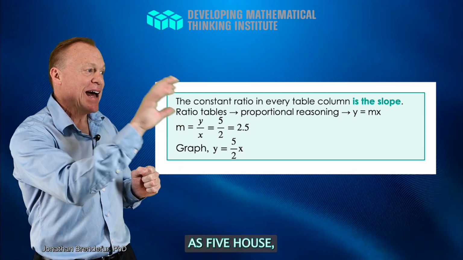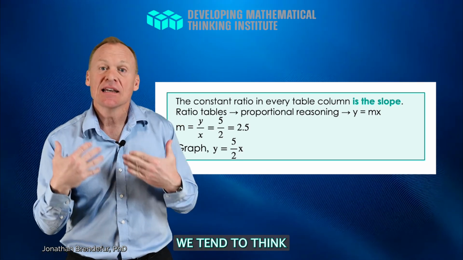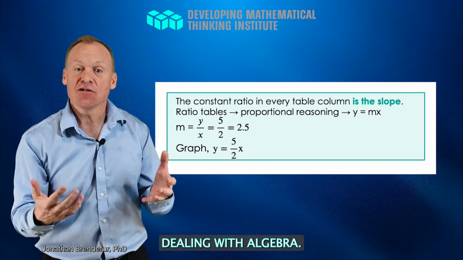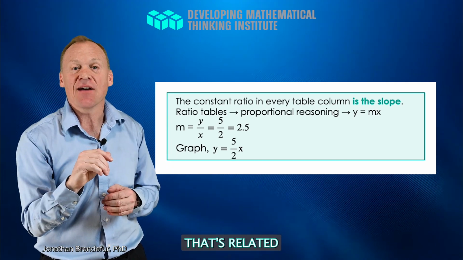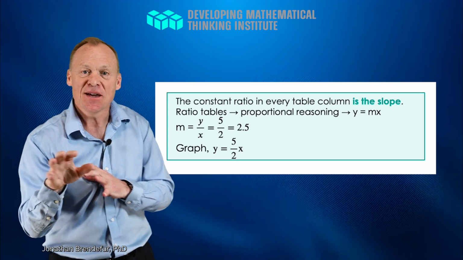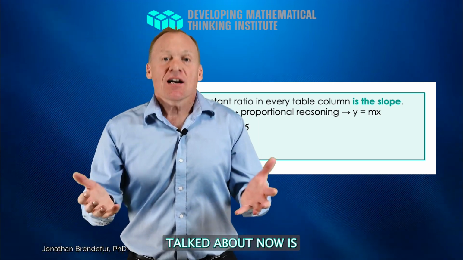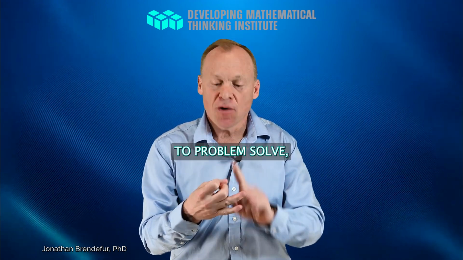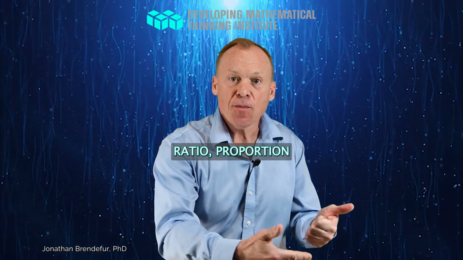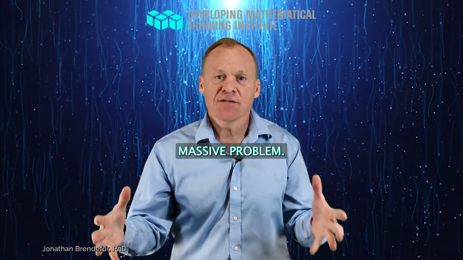But I would probably leave it as 5 halves because that's how we tend to think about slope when we're dealing with algebra. We keep it in that ratio. We'll end up later talking about how that's related to fractions. It's a different conversation. But what we've just talked about is, we have this huge problem with kids being able to understand multiplication, division, use it to problem solve, use it with whole numbers, decimals, fractions, percents, ratio, proportion, and then slope. We have this massive problem.